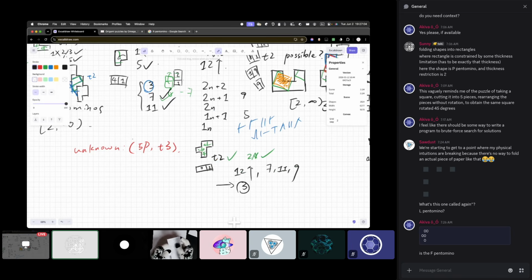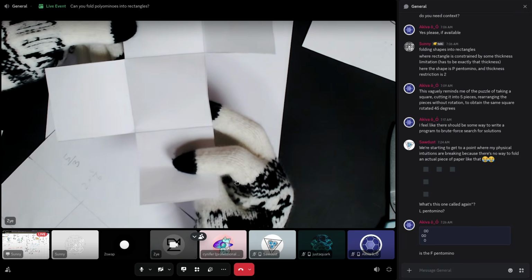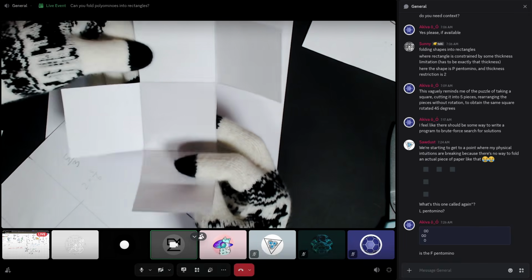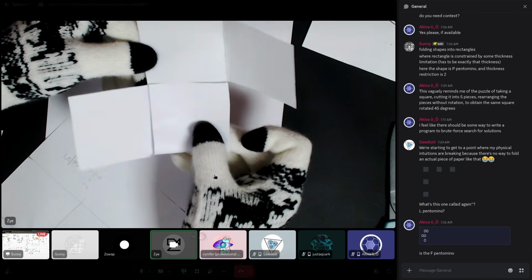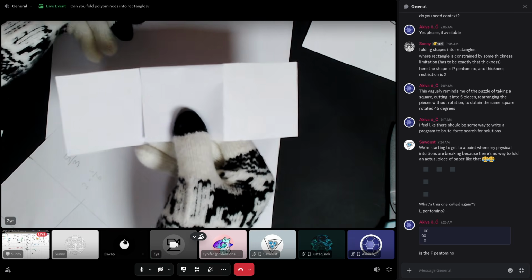Can I do thickness 3? That's the problem. So you can do this. That gives you 1, 3, 1. Just roll it. Roll the top one down. Roll the bottom one up. You get 1, 3, 1.